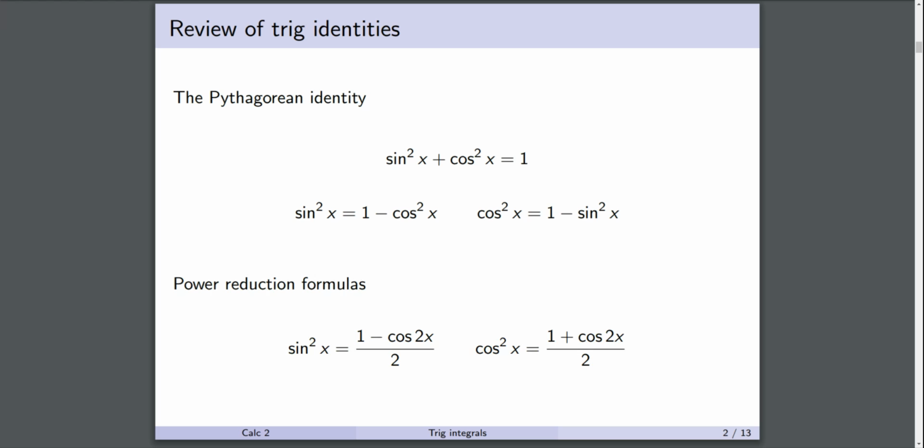The other identities that we're going to need are the power reduction formulas. You have these on the reference sheet I gave you at the end of our last class. Here they are.